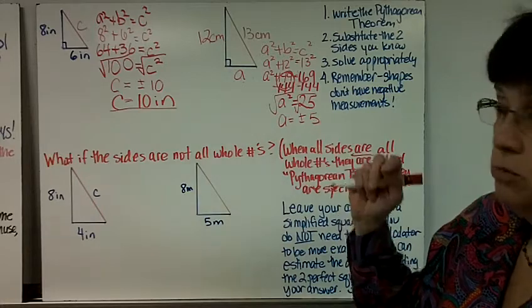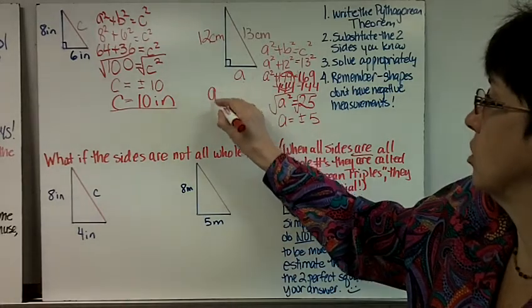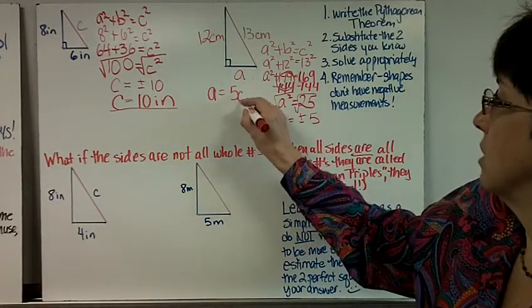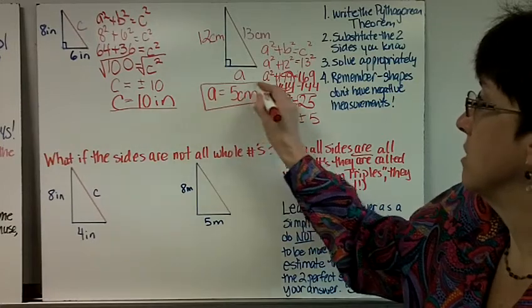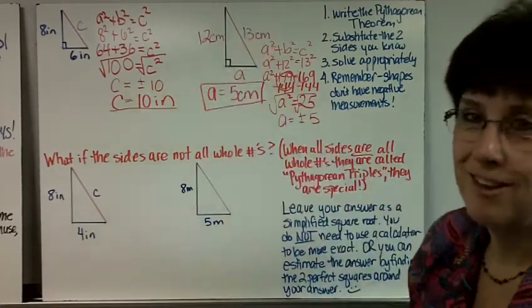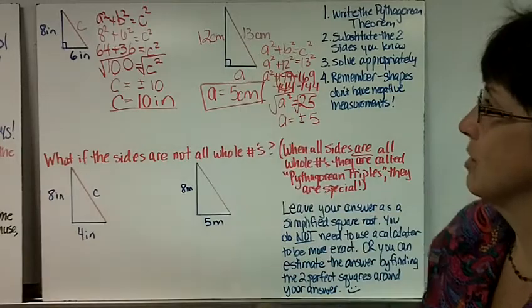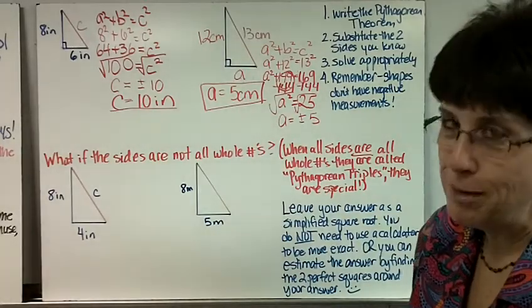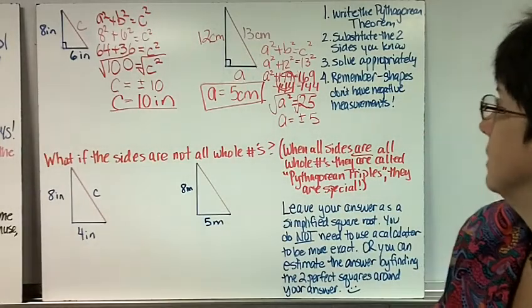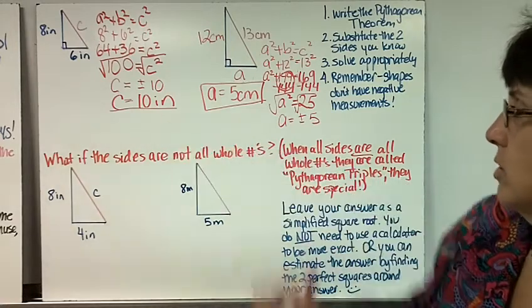However, since this is measurement, there's no negative measurement. So a equals 5 centimeters. See why I switched it? Because it wouldn't make sense if the long side was 5 and the short side was 12. I knew what numbers I wanted, I just put them in the wrong place. All right, so we're done with those two.